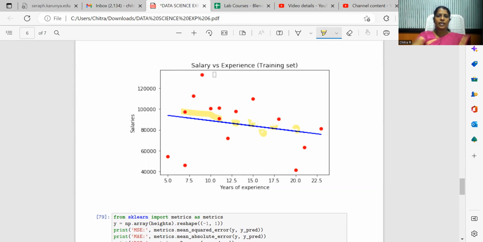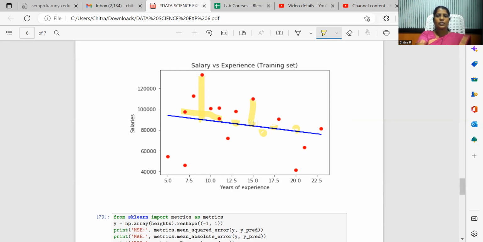Otherwise, this is the error level between this data point and this line. This is the error between these two. In such a manner, all the errors are calculated and the mean value is taken. That is the mean absolute error. So in this regression, if it is a good model, if it fits in a good manner, the absolute error as well as the mean square error must be less.